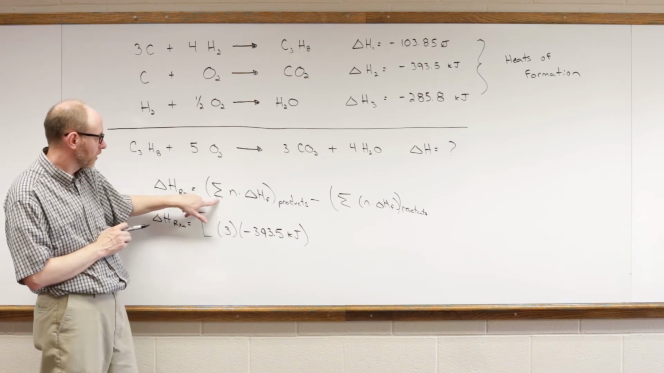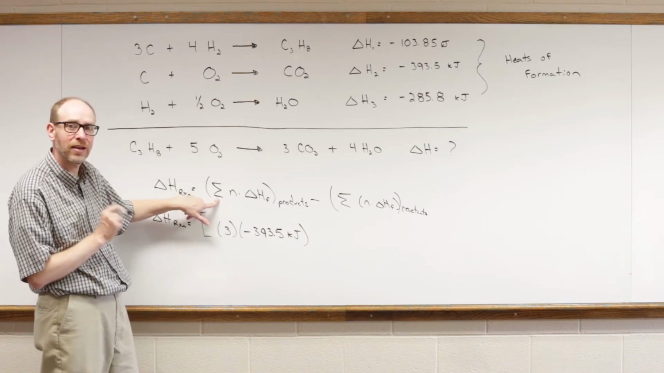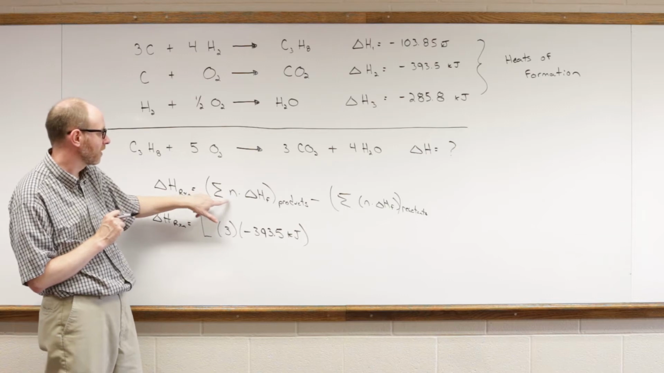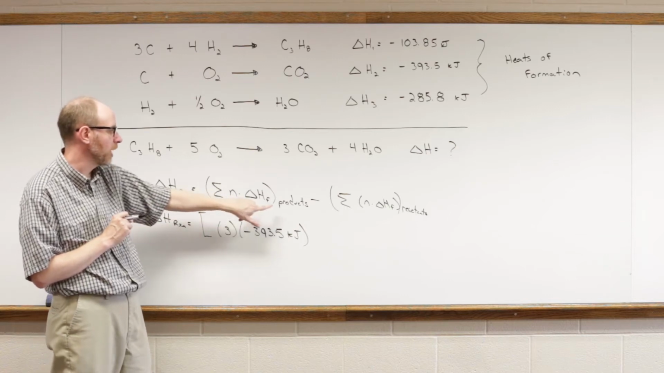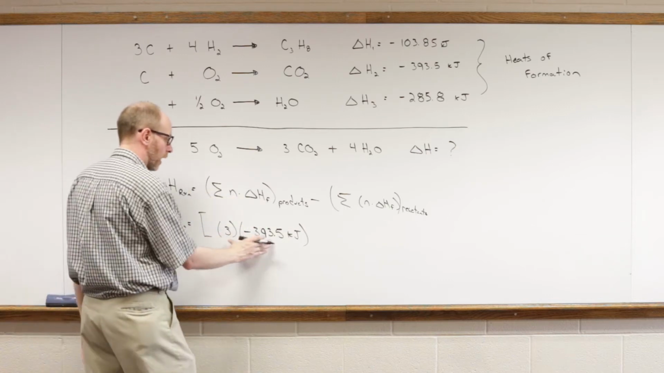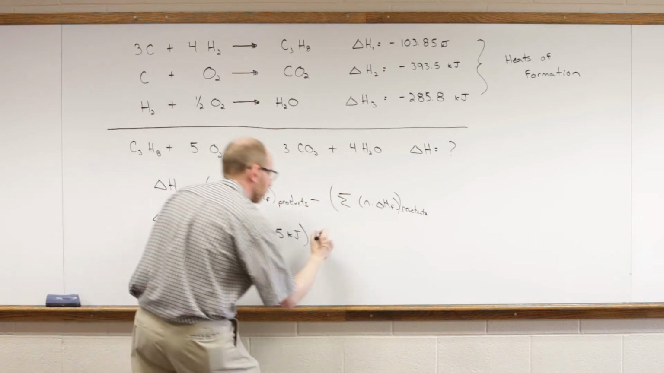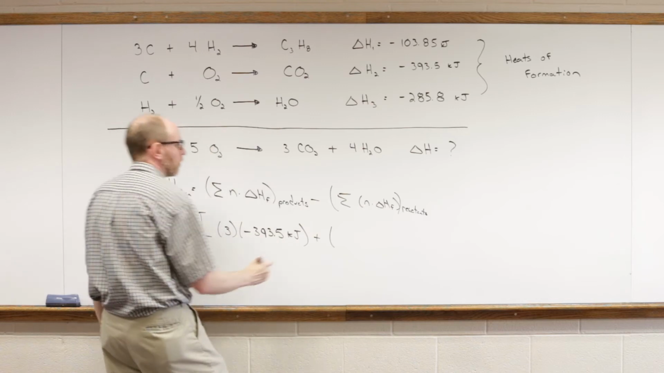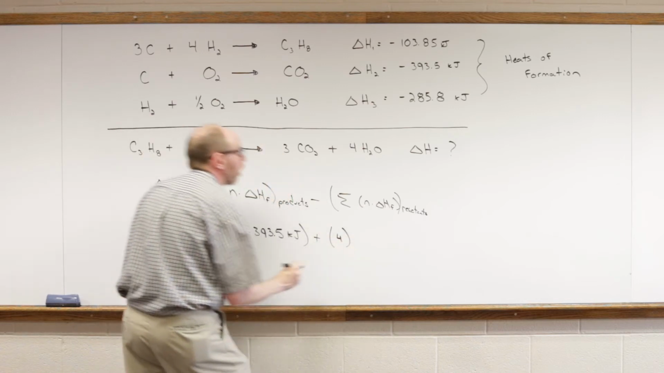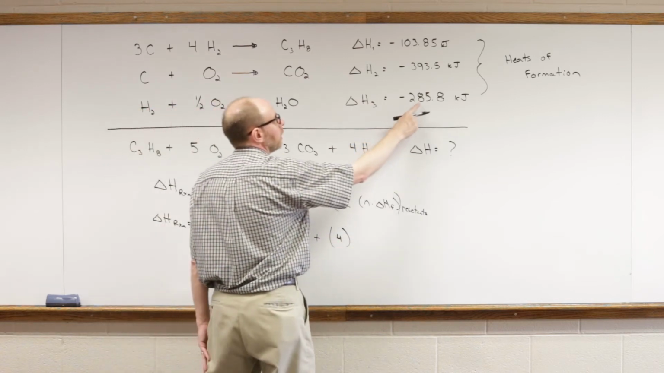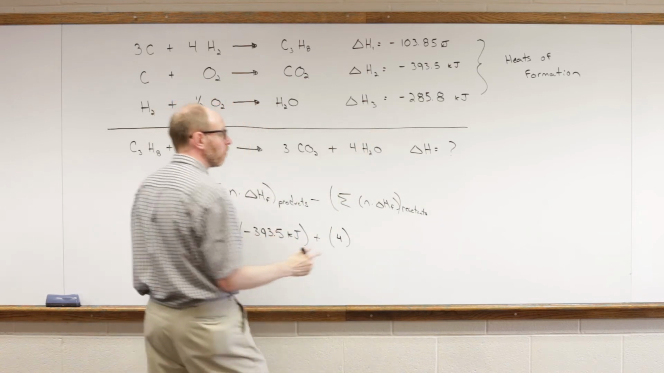But notice we've got this symbol here, and that stands for the sum of. So that's summing up n times the heat of formation for all of the products. So we have this, and we're going to add to it the other product, which is our water. So in this case, we've got 4 times the heat of formation of water, which is minus 285.8.